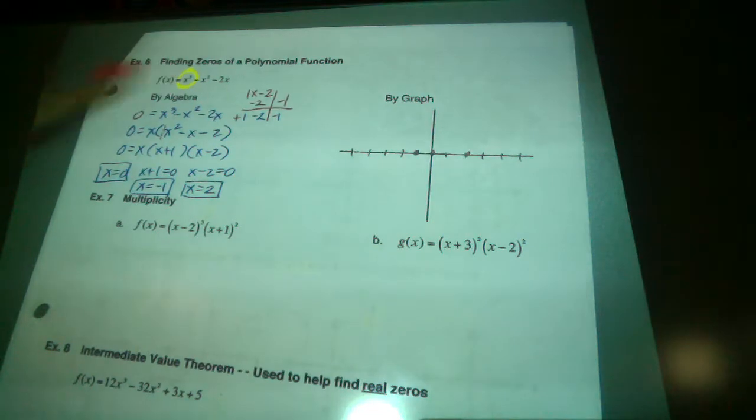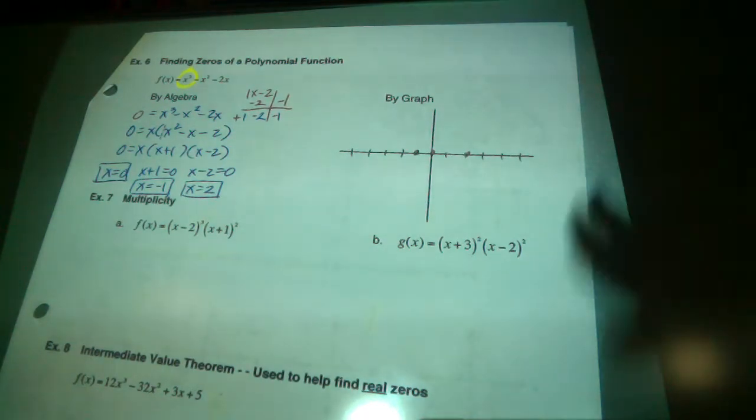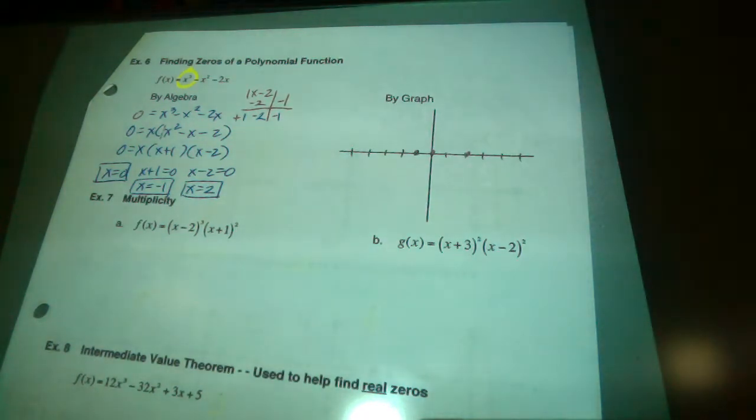Positive. So what does that tell you about your right hand? Does your right hand behavior go up towards positive infinity or down towards negative infinity? Up. So if your leading coefficient is positive, your right hand behavior goes up. If it's negative, it will go down. So because it's up, my right hand goes up, so my left must do what? It must go down. So I know I'm looking like this.